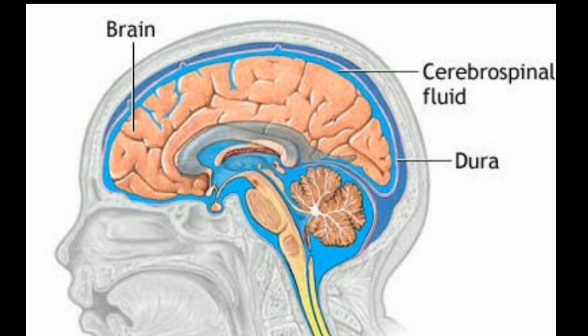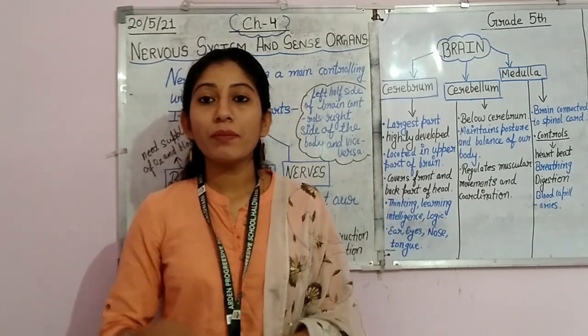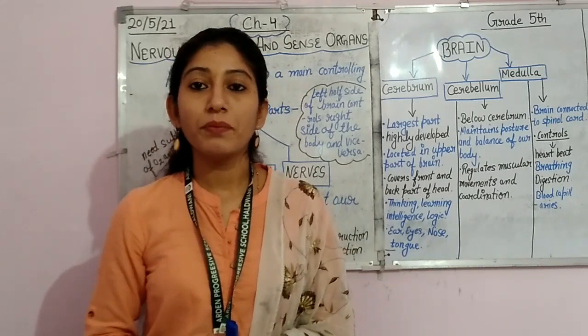Now you can see, students, on your screen that there is a picture of a brain. See, the outer white color is the skull, and inside the orange color is the brain. Between the skull and the brain there is a jelly-like fluid, and its name is cerebrospinal fluid. This fluid protects our brain from jerks and shocks. This is the overall structure of the brain.